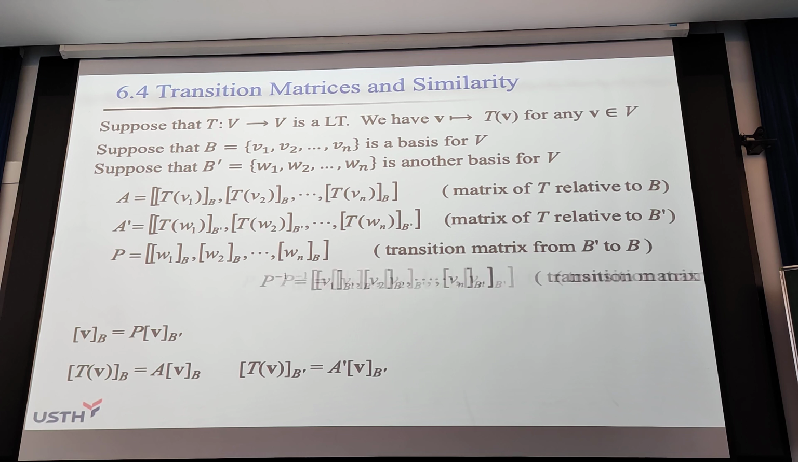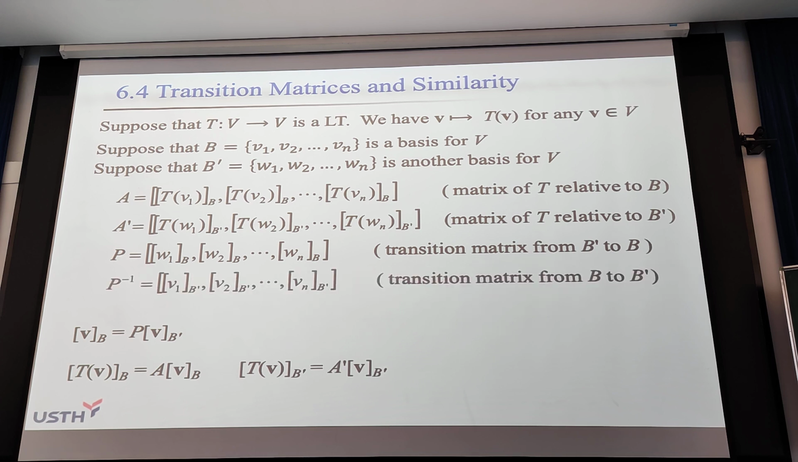And if we take the transition matrix from B back to B prime, we get P inverse. So once again, it requires you to remember the transition matrix from B prime to B, and from B to B prime. Then with P inverse, you have that one.